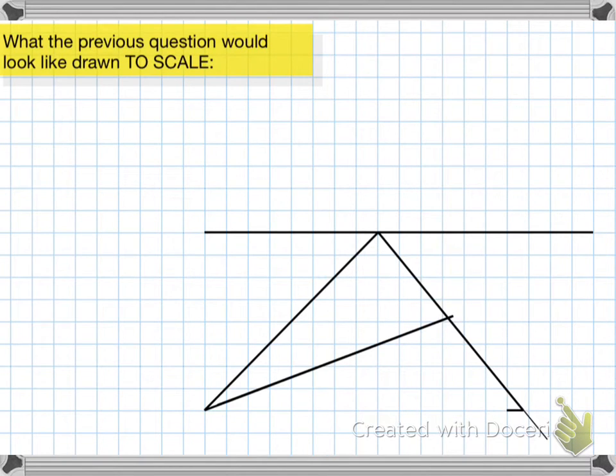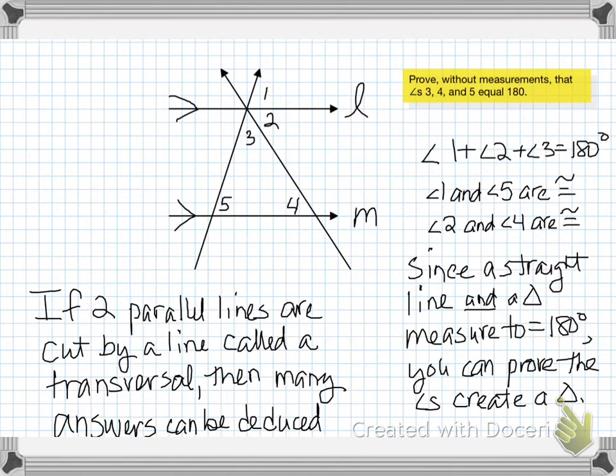Here's a much clearer picture of what that triangle from the previous question would have looked like drawn to scale, and it looks really different compared to the first one I showed you. Okay, prove without measurements that angles 3, 4, and 5 equal 180 degrees. Well, let's first mark what they are.